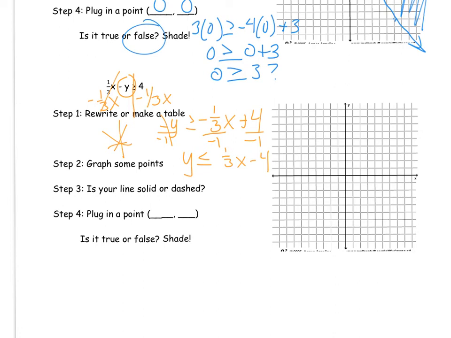So we're going to start by going down 1, 2, 3, 4. And rise over run is 1/3. So up 1 over 1, 2, 3. Up 1 over 1, 2, 3. Okay, is it solid or dashed? Solid. Line right through there.